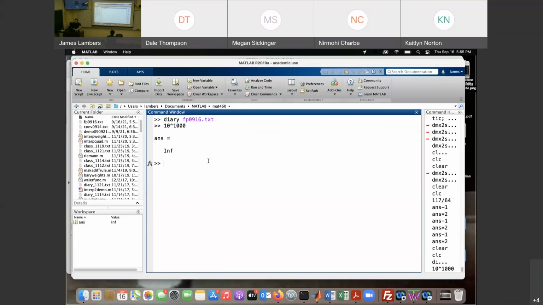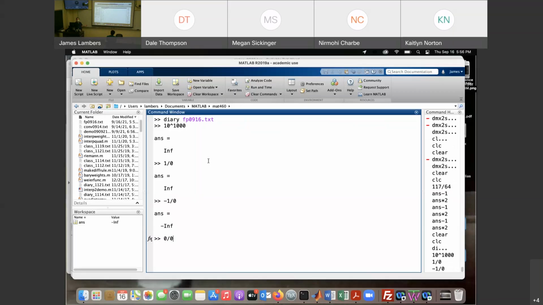Another example, if I do 1 over 0, that will also be labeled as infinity. If I do minus 1 over 0, we do have minus infinity. And then finally, what about 0 over 0?